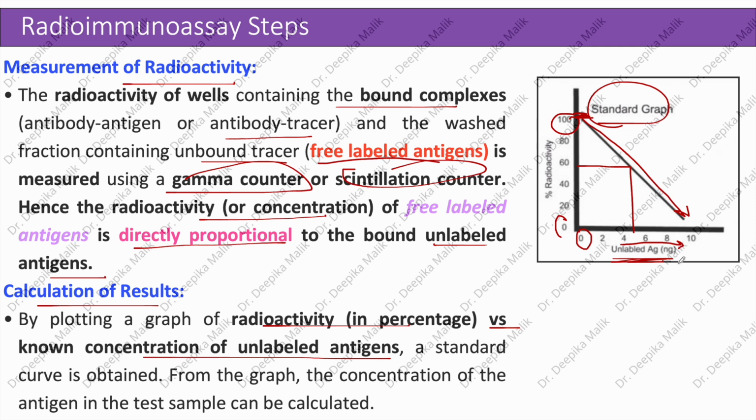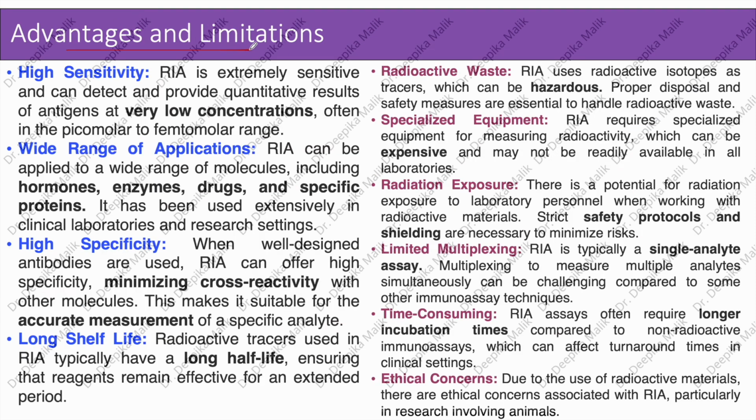Now let us discuss the advantages of radioimmunoassay. First is high sensitivity. It is extremely sensitive and can detect and provide quantitative results of antigens at very low concentrations, often in the picomolar or femtomolar range. Wide range of applications. It can be applied to a wide range of molecules, including hormones, enzymes, drugs, and specific proteins. It has been used extensively in clinical laboratories and research settings. High specificity. When well-designed antibodies are used, this technique can offer high specificity, minimizing cross-reactivity with other molecules. This makes it suitable for accurate measurement of a specific analyte.